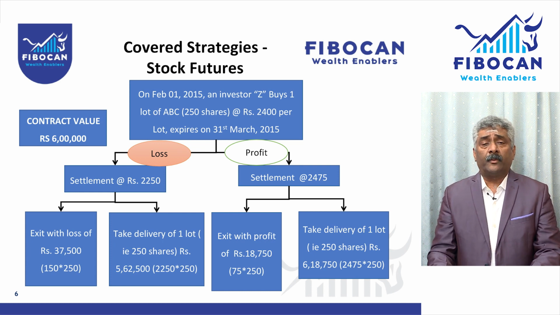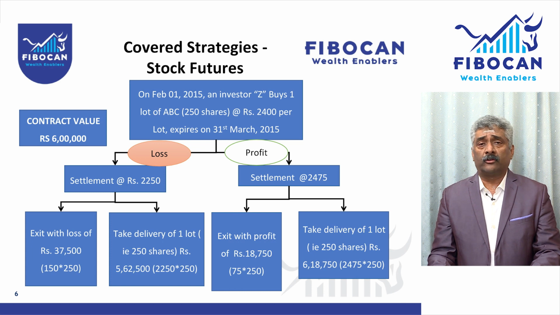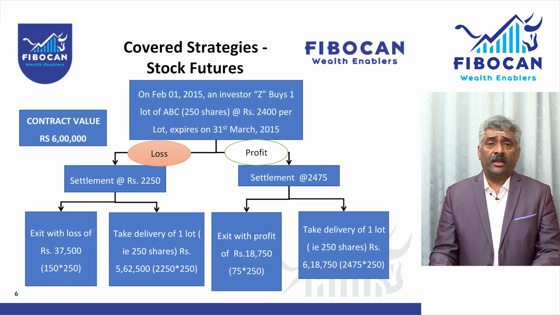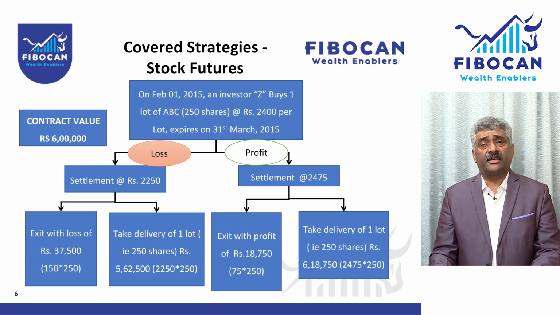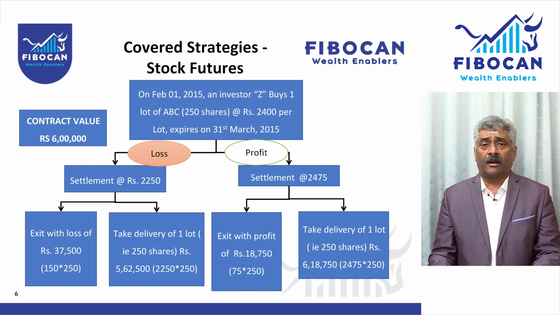Right? Loss. Suppose on the settlement day, that is the expiry day, 31st March, the settlement price is 2250. So what price we bought? 2400. We thought price will go up. So price didn't go up. So 2250 is the settlement price. Now on settlement day, we have to compulsorily incur loss because exchange will debit our account for that amount, and we have to exit with a loss. That is compulsory. So loss of 37,500 we have to book. No choice. Why? The loss is 2400 minus 2250, 150 into 250. Right?